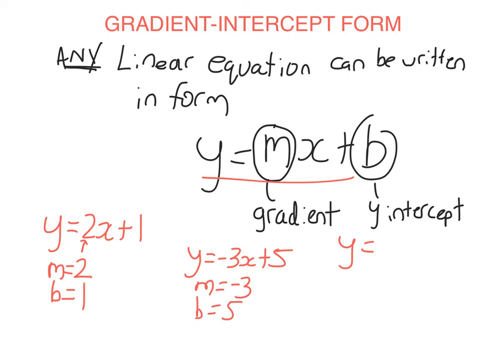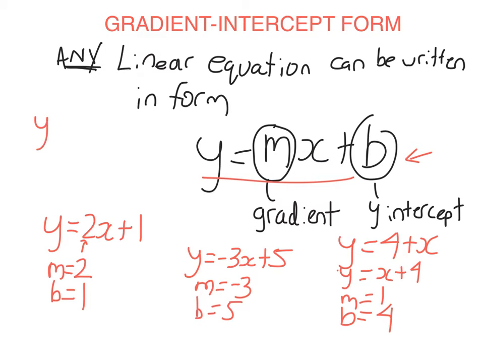Y equals, let's say, 4 plus x. Now this is written the other way around. It's still in the form y equals mx plus b because it's y equals something times x plus something. It's exactly the same as if I wrote it as y equals x plus 4 because it doesn't matter the order you add things. So here we know that the y-intercept is going to be 4. If there's no number written in front of x, the gradient's 1 because x is the same as 1x.